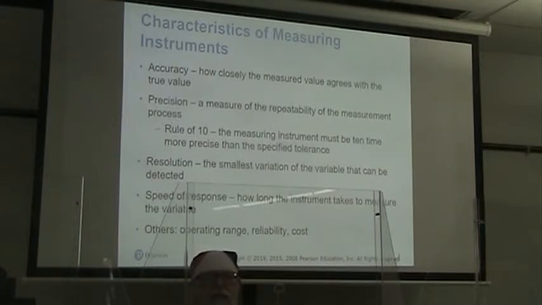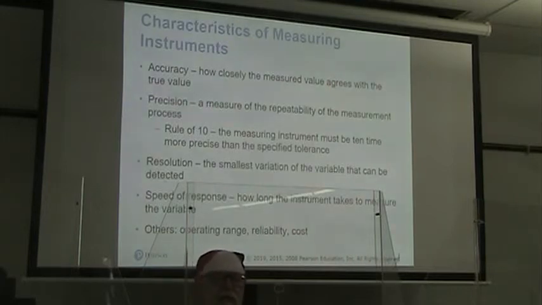So, the characteristics of measuring instruments. First of all, there's accuracy: how closely our measured values agree with the true value. Second, we have precision. That is a measure of the repeatability of the measurement process. And we have the rule of 10, that the measuring instrument must be 10 times more precise than the specified tolerance.